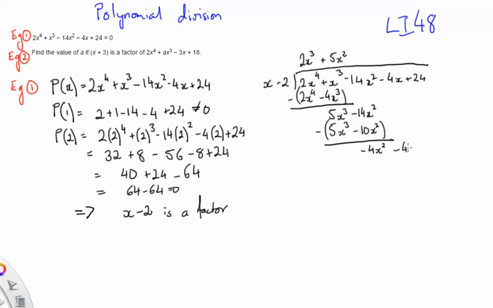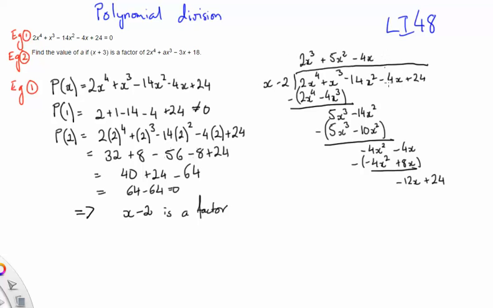And then we minus 4x, and it's the same game again. X times something gives us negative 4x squared, so that's negative 4x. Negative 4x times x squared is negative 4x squared. Negative 4x times negative 2 is 8x. And then we play the subtraction game. Negative 4x minus 8x is negative 12x. We bring the 24 down.